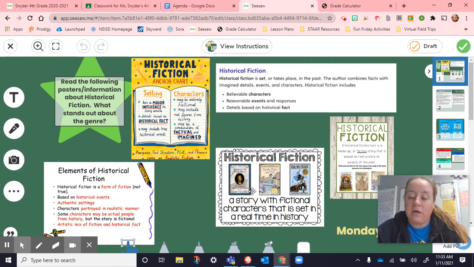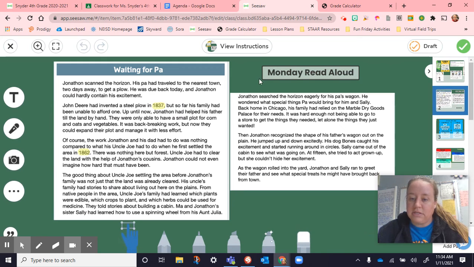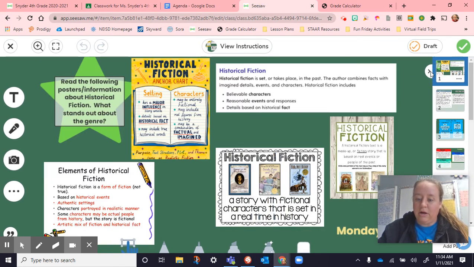There's parts of like the story we read today. We read this story here called Waiting for Pa, and it talks about how John Deere invented the steel plow in 1837. Well, that's an actual true fact. We looked it up. That is when it was actually invented. And so there's little pieces of realistic things in here, but overall the story is made up.